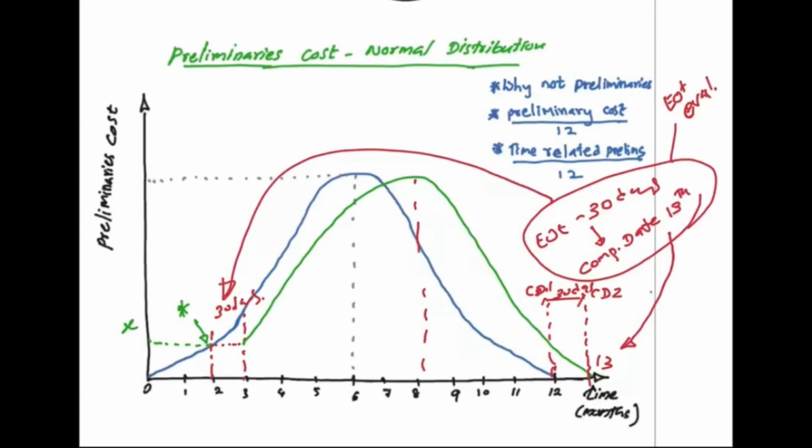And if we take 30 days into this cost X, that would not be accurate, because the actual cost may not be the same as X. So the correct method will be 30 days into the actual cost.